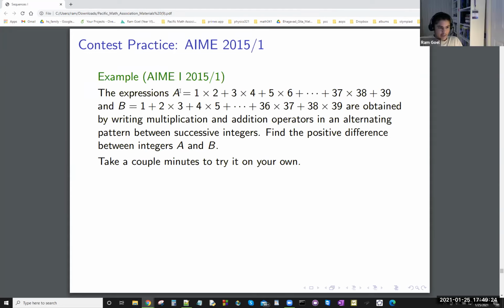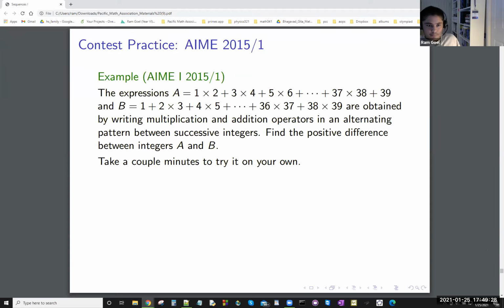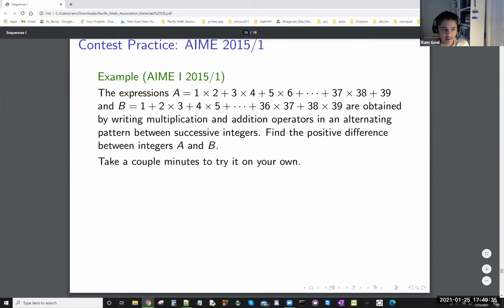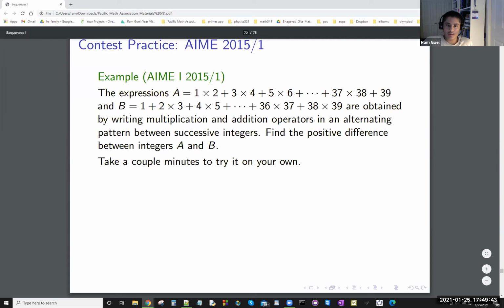So find the absolute value of A minus B, and we'll come back in a minute or two. This is a pretty tricky problem relative to what we've covered so far, but just take a couple minutes and then we'll go through how to do it.